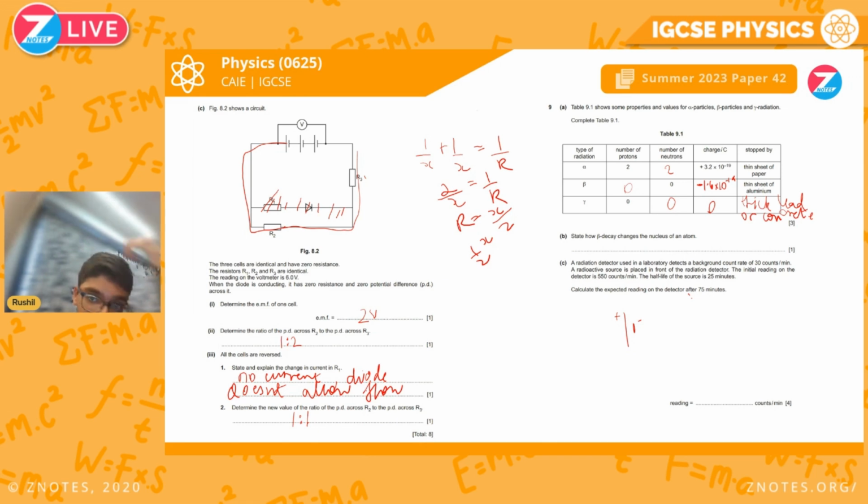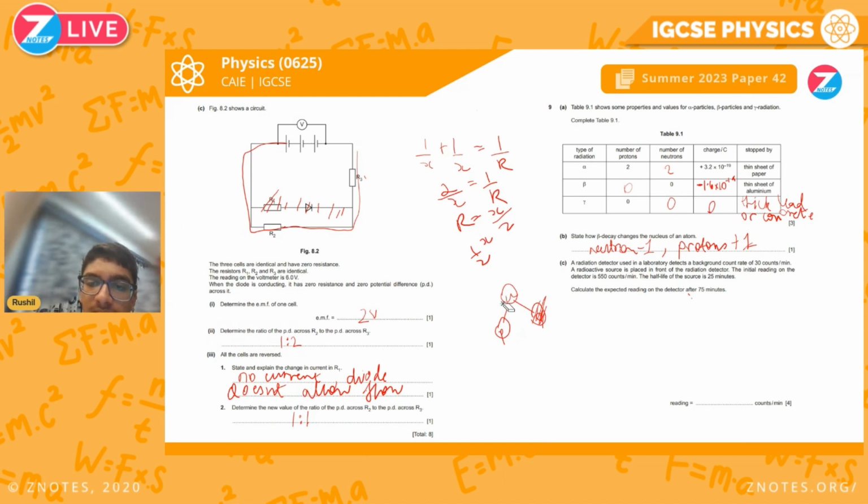State how beta decay changes the nucleus of an atom. So as we know, in beta decay, a neutron from inside the nucleus basically splits into one proton and one electron. So how it changes the nucleus of an atom, since electrons are outside the nucleus, we can ignore this. Basically, one neutron turns into a proton. So neutrons are one less than before, and protons are one more than before. So one less neutron, one more proton.